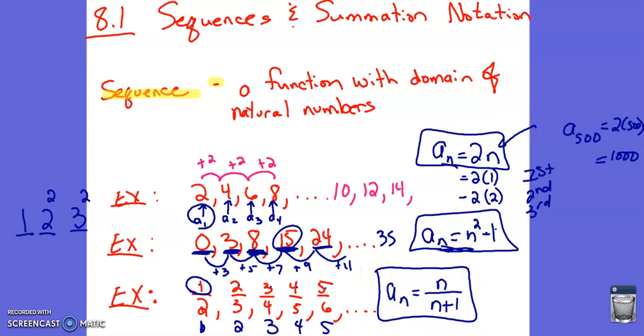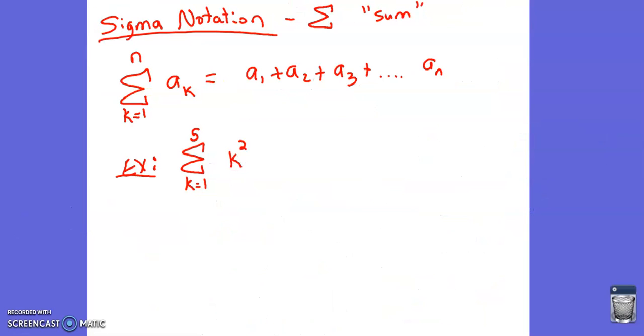So you kind of just have to compare it to the first number, the second number, the third number, and then notice what the function is. So once I have the function written in general form, then I can literally find the 100th term or the 500th term by simply plugging those numbers into that function. And that's sequences. So let's look at sigma notation.